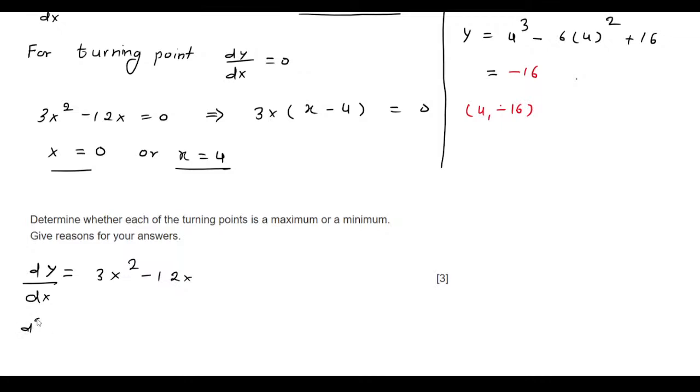If I differentiate this again, I write this as d squared y by dx squared, meaning I'm differentiating this dy by dx. So the derivative of 3x squared is what? 3 times 2x, minus 12 times the derivative of x, which is 1. This is my second derivative, which is equal to 6x minus 12.